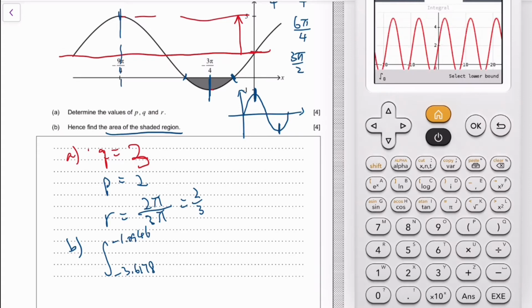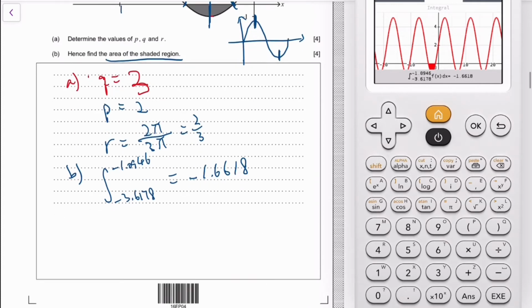So this one, integral, select a lower bound. I want it to be negative 3.6178. And upper bound, I want it to be negative 1.0946. So I get the area. And of course, an integration would think the area is negative because the area is below the x-axis. And so therefore the area is positive 1.6618.